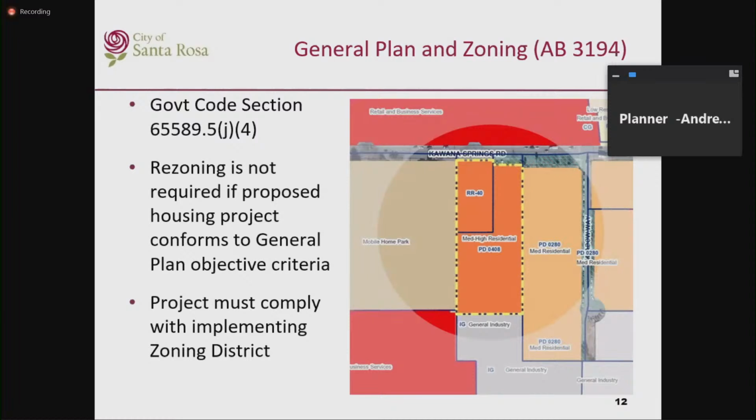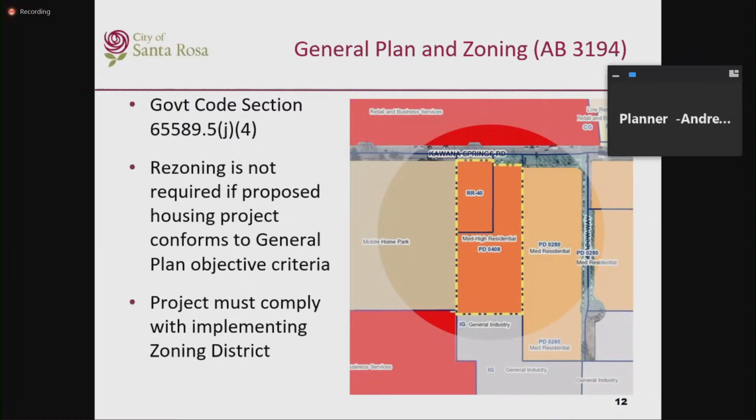So this project in particular was proposed as a 151 unit, 100% affordable project. And the maximum density, which we'll see in a couple of slides related to the density bonus, was 112 units per acre. However, the project was eligible and is eligible for a density bonus, which allows it to exceed the maximum of 30 units per acre.